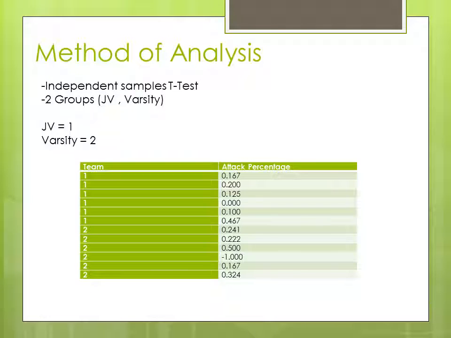The method of analysis used for this study is an independent samples t-test, which is measuring two different groups, a JV team and a varsity team. If you take a look at the chart provided, JV is represented by the number 1 under the team column, and varsity is represented by the number 2. And then in the second column is their overall attack percentage that each player on the specific team received during one match play. You can receive a negative attack percentage if you make more errors than you make kills or attacks.